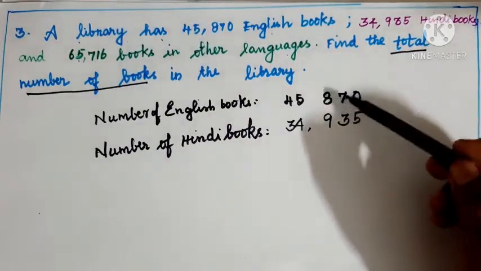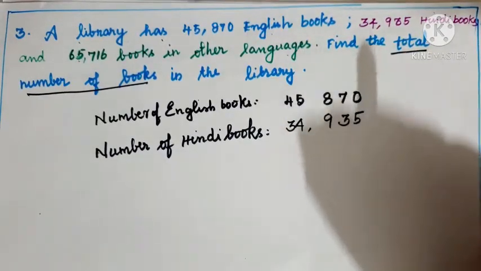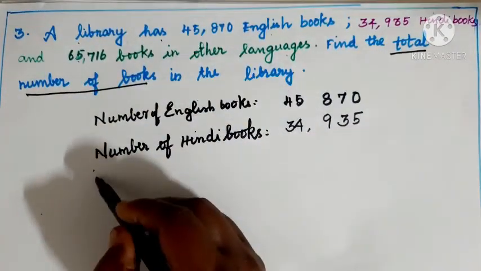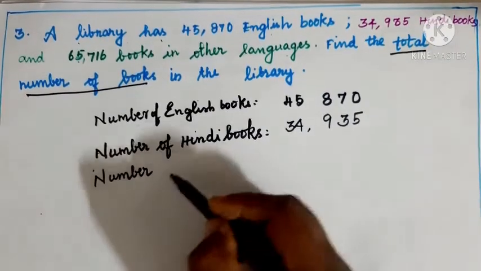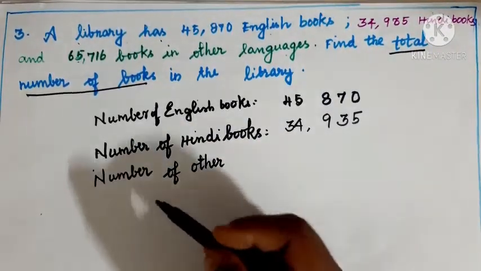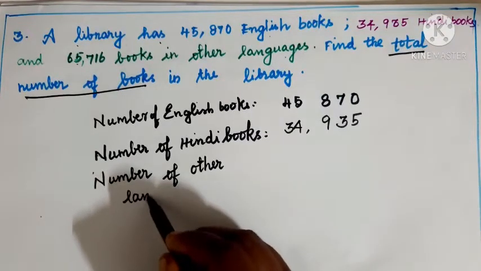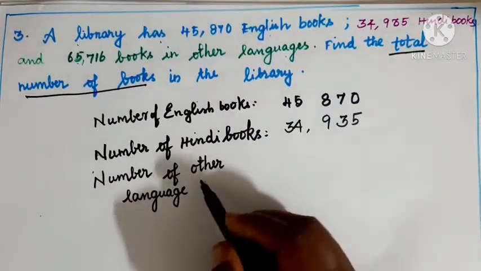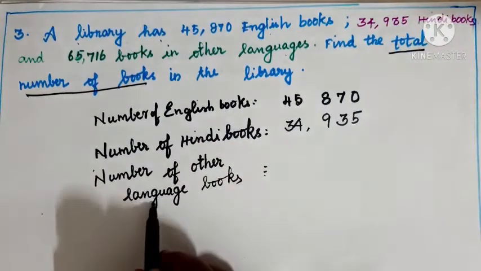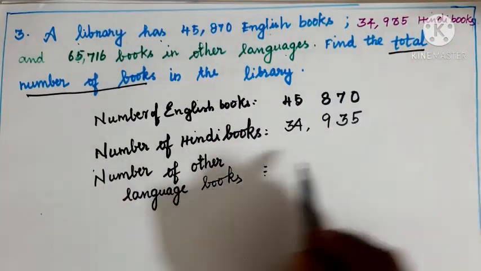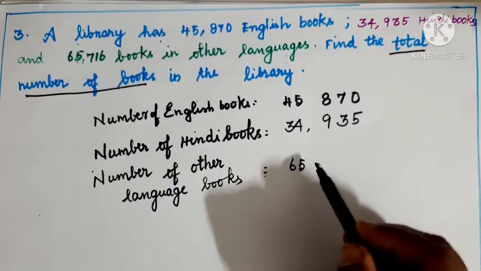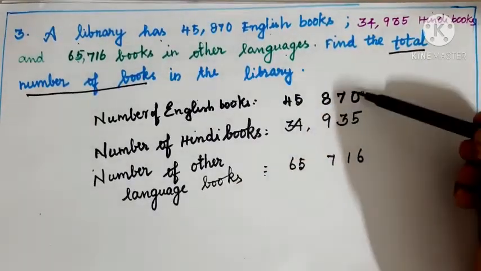So see to it that all the numbers are straight, so your addition will be correct. Next, number of other language books we want, isn't it? So number of other language books is equal to. So all the equal to should be the same. That's what I wrote, right? So you should not keep on writing. If you keep on writing, your addition will be wrong, right? So you can take it and write that number, 65,716. So everything is straight.